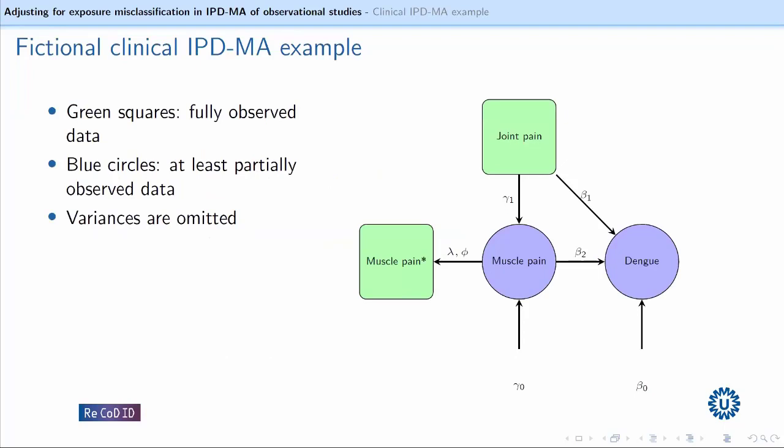Now we can put it in a diagram like this. We want to explain dengue on the right, and we do that using muscle pain and joint pain, but muscle pain may be missing; the blue circles may be missing. So what we have in those cases is muscle pain with a star, the possibly misclassified exposure.